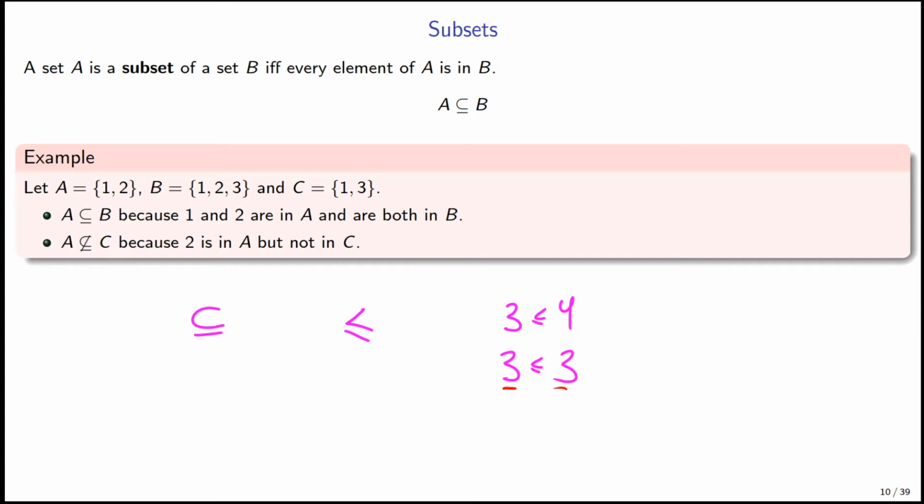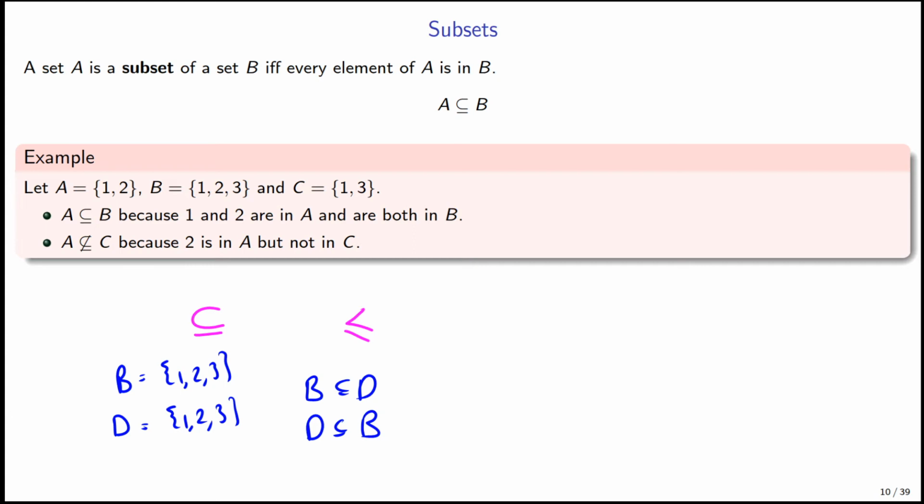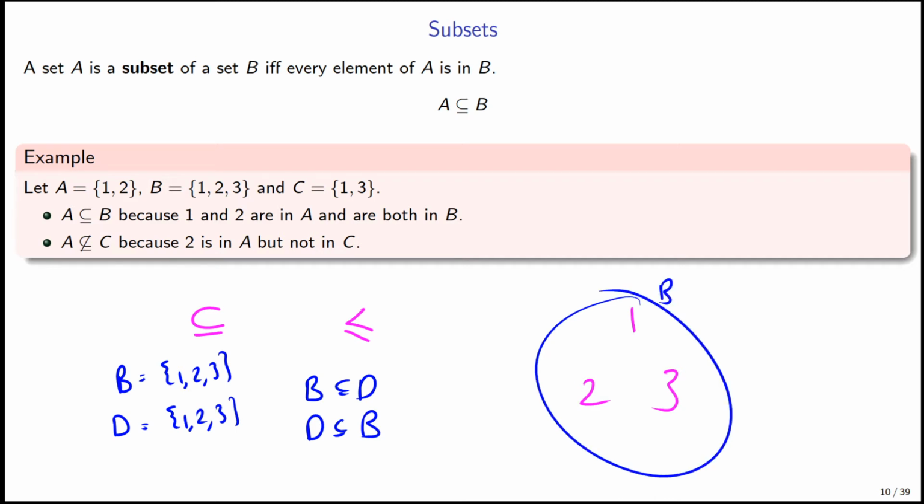It's the same thing with a subset. So if I have B is equal to the set containing 1, 2, and 3, and I have D is equal to the set containing 1, 2, and 3, well, B is a subset of D, and D is a subset of B. The elements are exactly the same. And when the elements are exactly the same, both of the sets are subsets of each other. If we draw this out visually, let's do B in blue, and let's do D in green. They're overlapping sets. The circles are contained in each other's circle, or they're the same circle. So in this case, this is a subset.